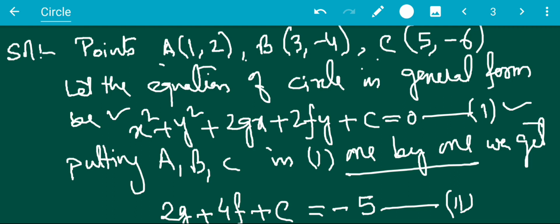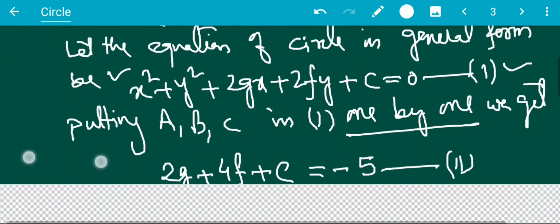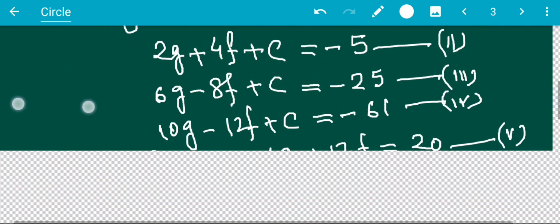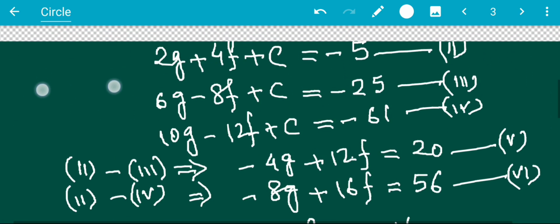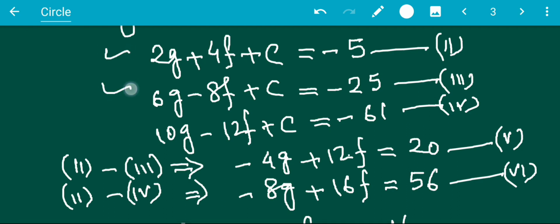On putting these values, in place of x you put 1, in place of y you put 2, again in place of x you put 3, and in place of y you put minus 4, again in place of x you put 5, and in place of y you put minus 6. So on doing so you get 3 equations. So clearly there are 3 equations, and how many unknowns? 3 unknowns, g then f then c.